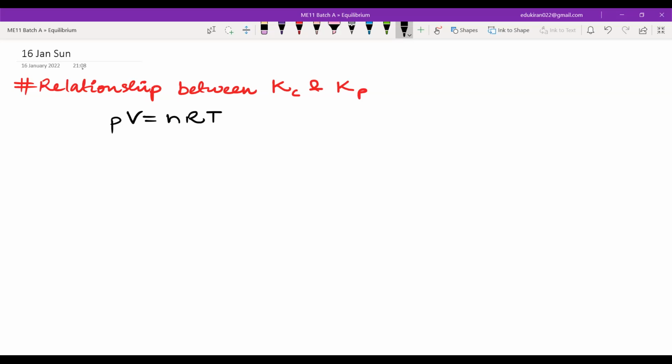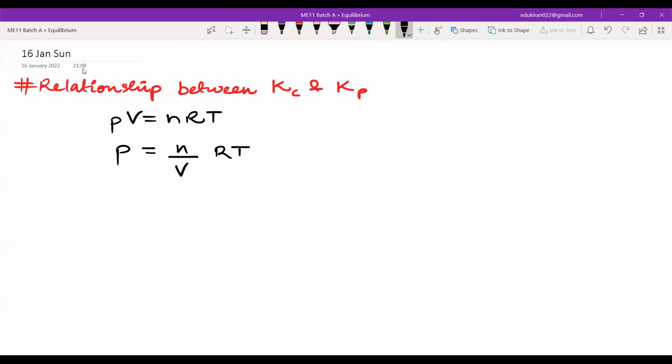So we have PV is equal to nRT for gases, and obviously we will not be writing anything about Kp if we don't have gases. So we are always talking about gases when we talk about Kc and Kp. If we are just talking about Kc, we can have anything other than gas also. So in this case, we are just finding the relationship between the pressure and the concentration. So we can write pressure is equal to what? The number of moles divided by volume times RT.